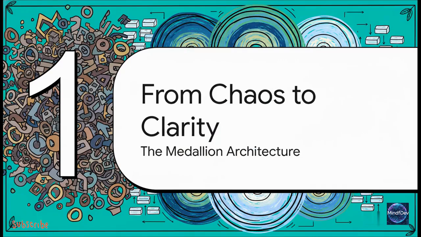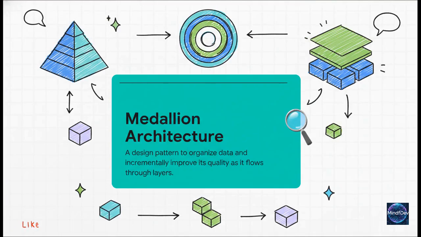Well, for a growing number of organizations, the answer is this incredibly powerful design pattern. It's just a really elegant way to bring some order to all that chaos, and it's called the Medallion Architecture. Now, this term was actually coined and made popular by Databricks, but it's become so much more than just a technical diagram. Think of it as a shared language.